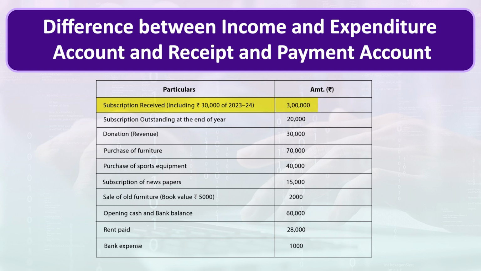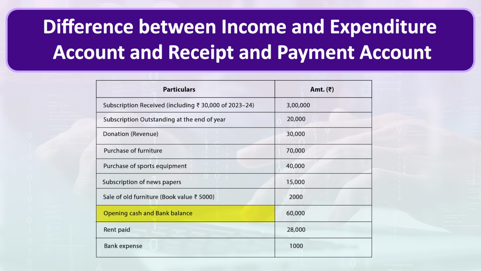The amount is 3 lakh rupees. The subscription outstanding at the end of the year is 20,000. The donation which is considered as revenue here is rupees 30,000. Purchase of furniture is of rupees 70,000. Purchase of sports equipment is 40,000. Subscription of newspapers is 15,000. Sale of old furniture, the book value of which is rupees 5,000, is rupees 2,000.